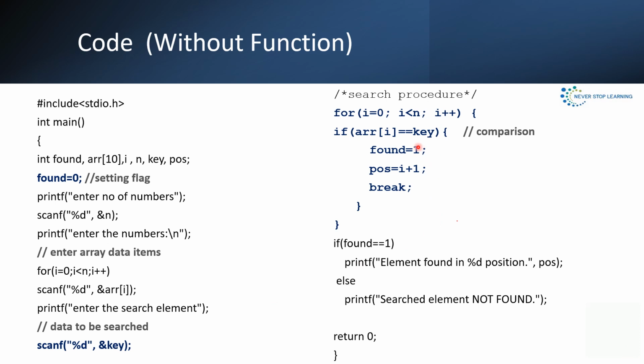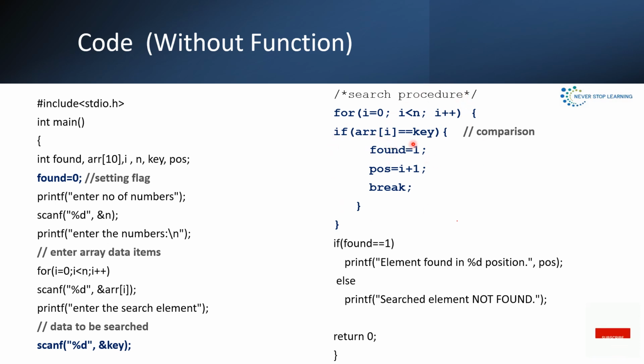If they both match, I will make found equal to 1. Found is nothing but my counter variable. If I'm not able to do this, I will keep on incrementing the i value till the time my list is not ending, that is, i should be less than n. Once I reach n, we will come out from this loop.